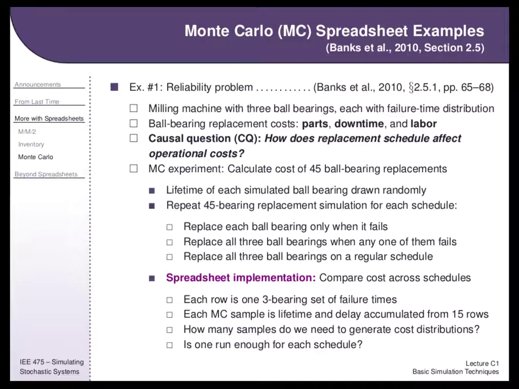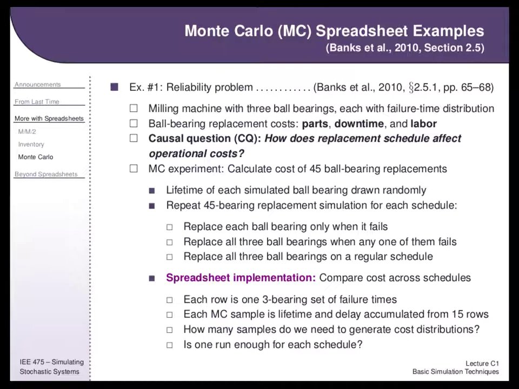So we're simulating three ball bearing lifetimes, which are our three random variables. And in each row, we're deciding whether we keep the old lifetime or we draw new lifetimes. Every time we draw a new lifetime, we have to pay for a new ball bearing. So it's a way in which we can simulate the operation of a machine just by drawing random numbers in a spreadsheet. If we do that, then we end up getting an answer to these average costs, and we can compare those.